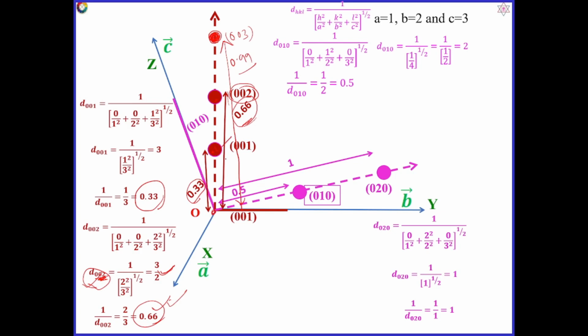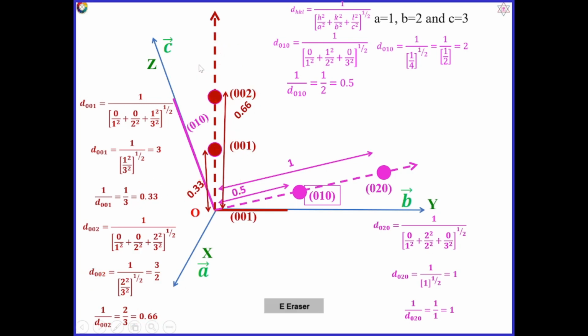So this lattice point belongs to the set of planes 001. This lattice point belongs to 002. This is 003, set of planes 003. Likewise, we are going to put the points, so-called lattice points, in the reciprocal lattice.